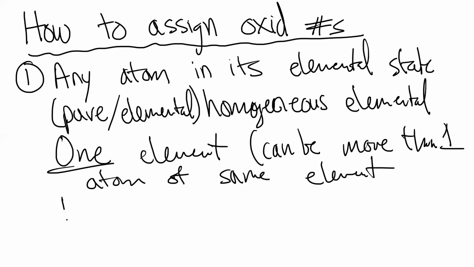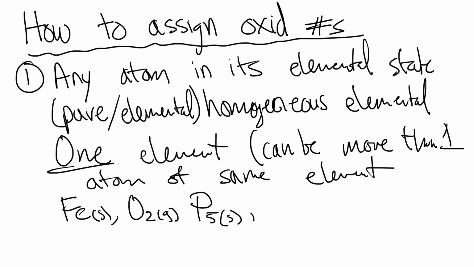So you could have iron solid, but you can also have oxygen gas. You can have P5 solid. I mean, you could have C60 solid even. It doesn't matter. These are all elemental forms because they are just the element by itself. It doesn't matter the number of atoms. It matters the number of elements.